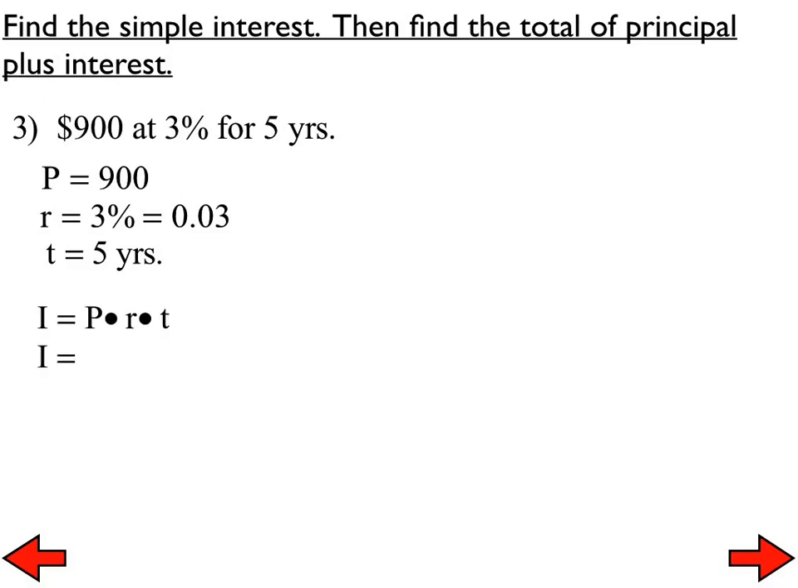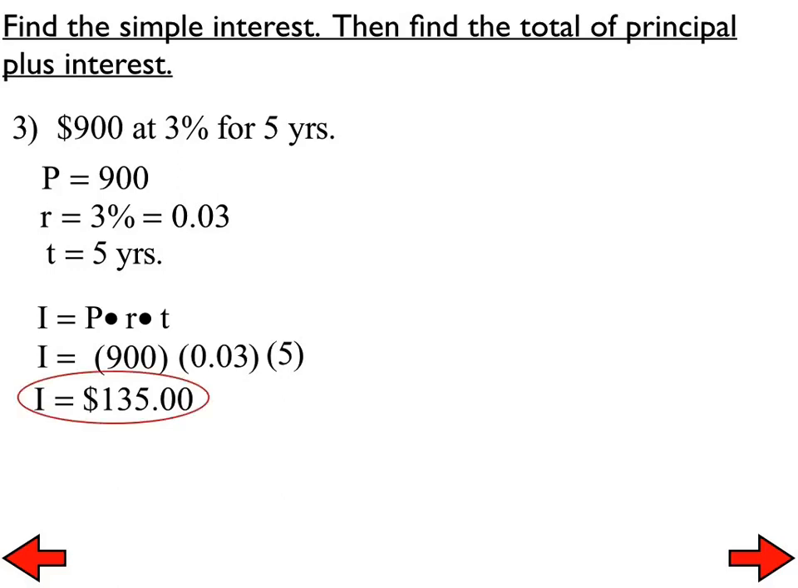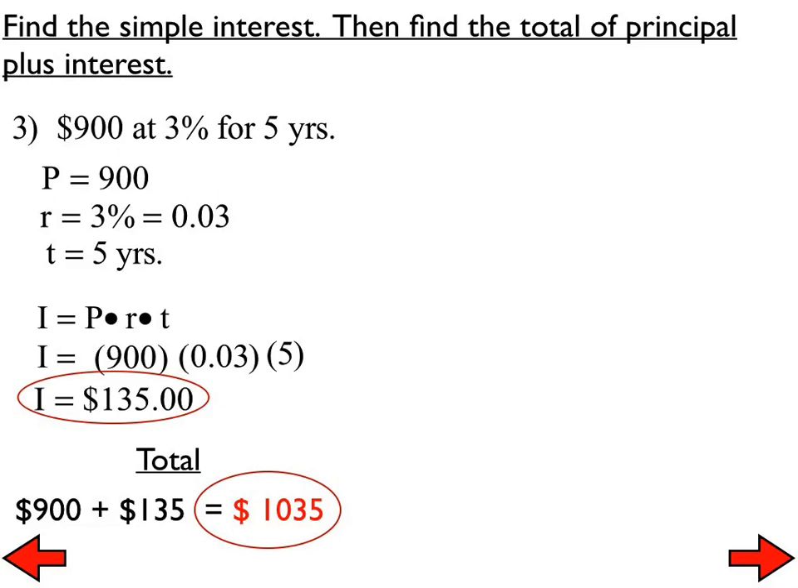If we find the product of all three of those, and of course you could go left to right if you wanted to, but for me, I would multiply the 900 times the 5, which is 4,500. And then I only have to multiply by a decimal value one time. So the amount of simple interest is $135, but we are also asked to find the total of the principal plus that. So we add that on to 900, and that means the total of the principal plus the interest is $1,035. Same thing in number 4.